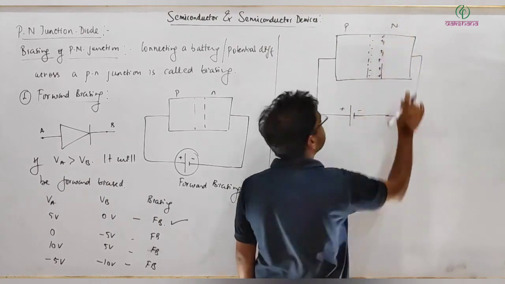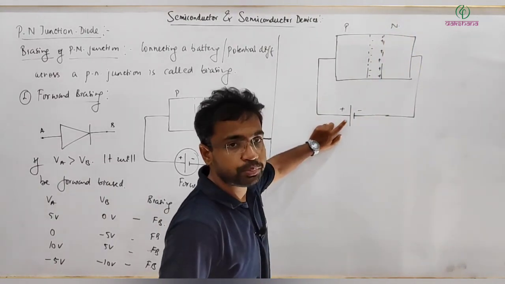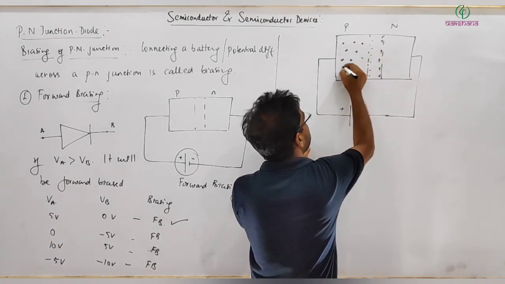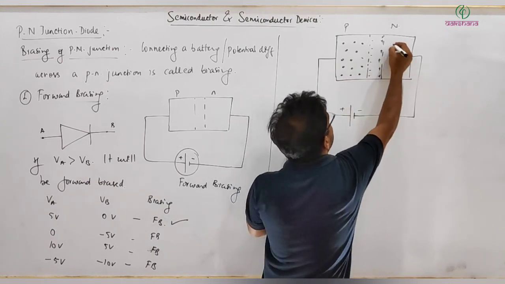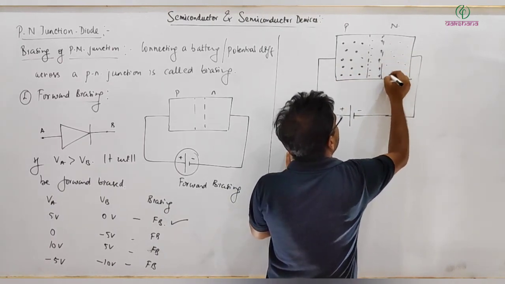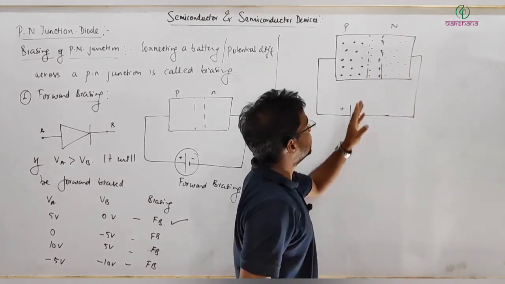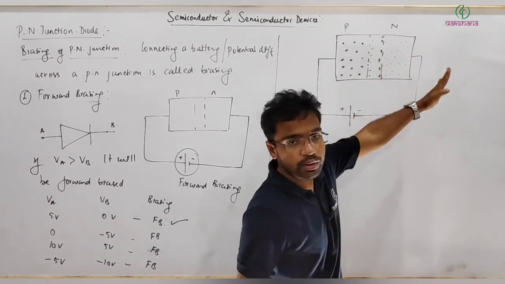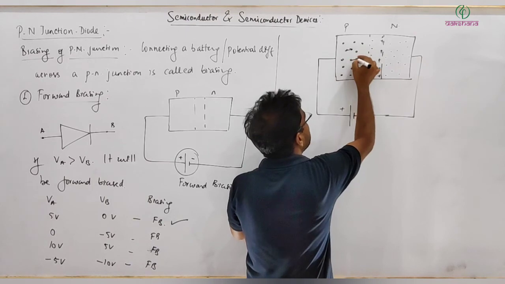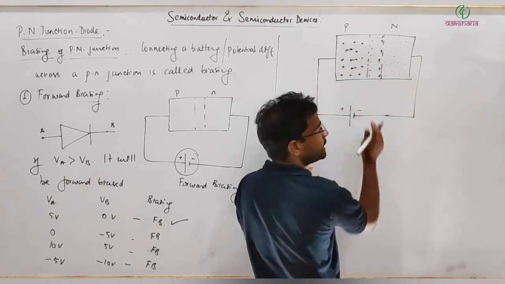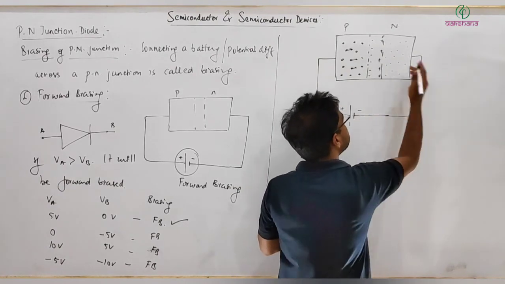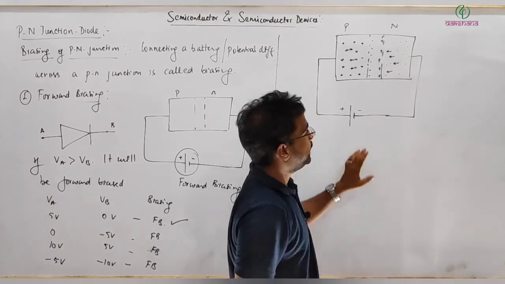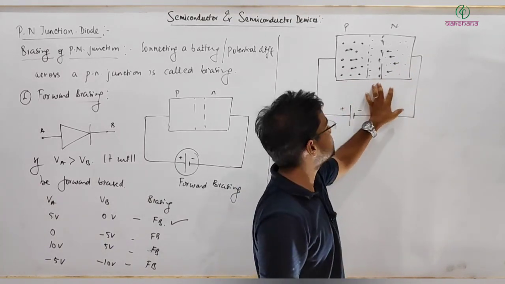Now what will happen? You see here, P is positive, and holes we treat as positively charged. Electrons on the other side. Now you can see holes are feeling resistance to jump to this side, but the positive terminal will push them further. Electrons are again feeling resistance to jump to this side, but the negative terminal will push these electrons this way. So this way they are helping in crossing this barrier.